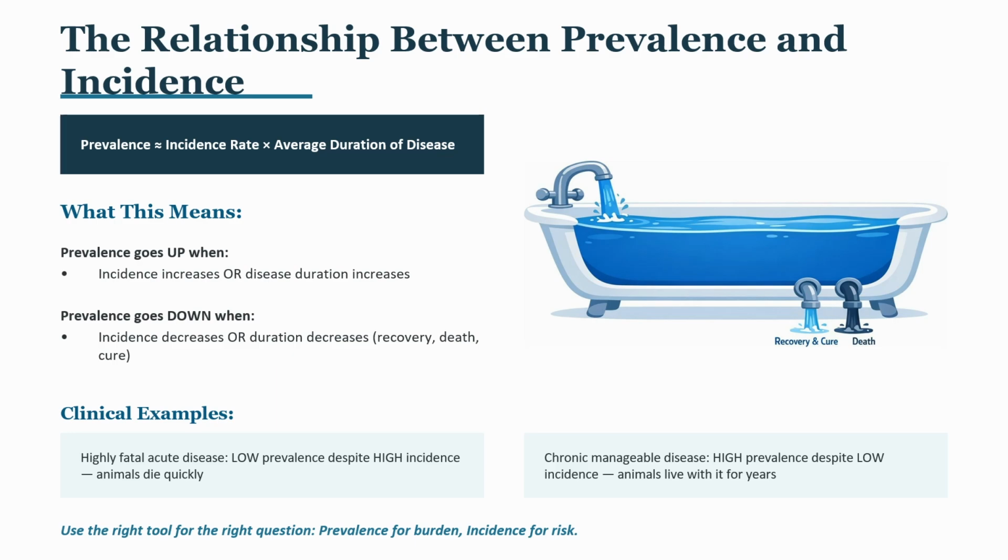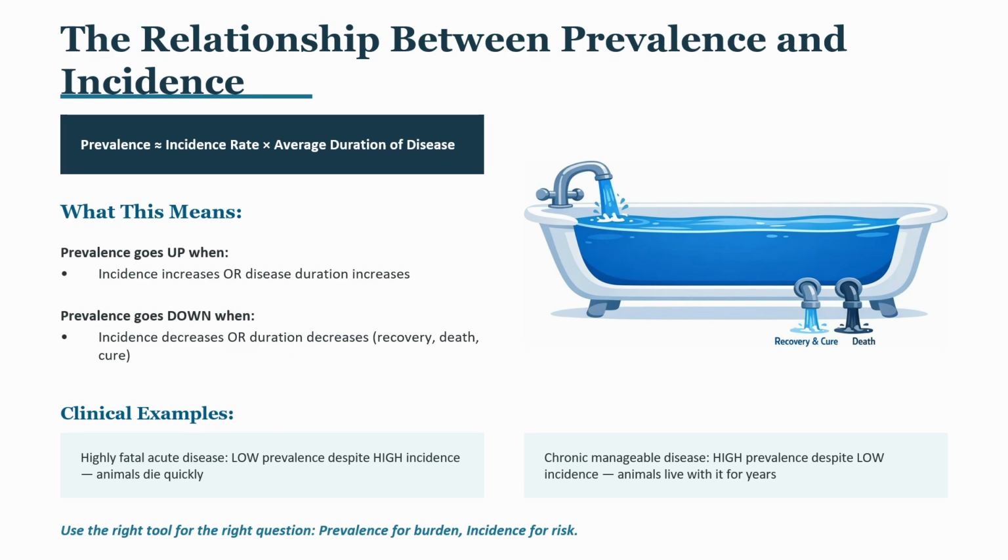The mathematical relationship for stable populations is prevalence approximately equals incidence rate multiplied by average disease duration. This formula has profound practical implications. A disease can have high incidence but low prevalence if animals recover or die quickly. Acute respiratory infection in a neonatal calf barn might have very high incidence during an outbreak, but because calves either recover in a week or die within days, the prevalence at any given moment is relatively low.